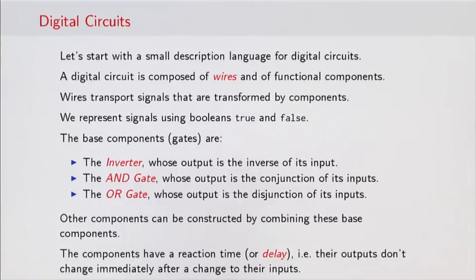Another thing that's important is that the components have a reaction time, that's called delay. That means their outputs don't change immediately after a change to their inputs. There's a delay until that change takes place.